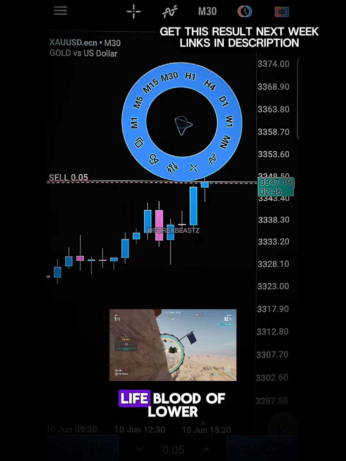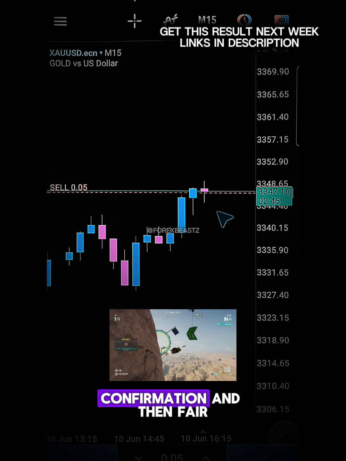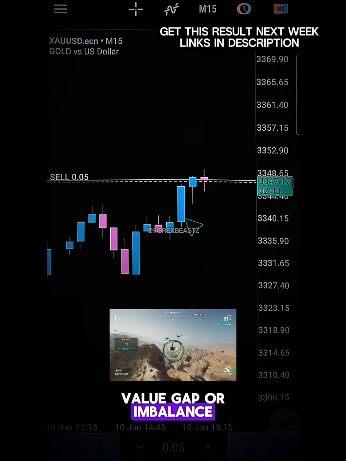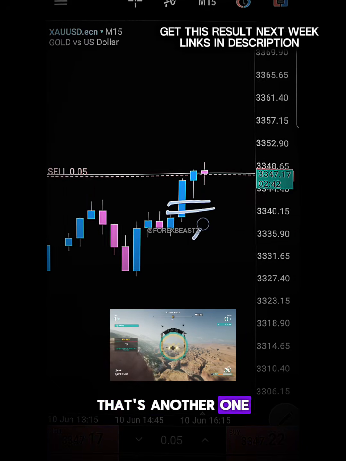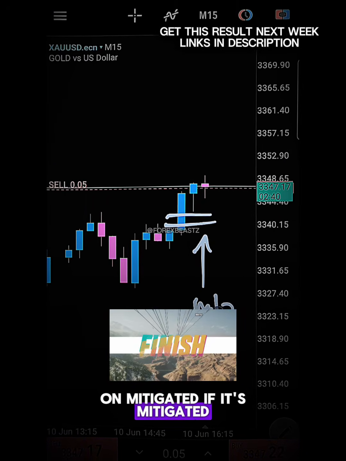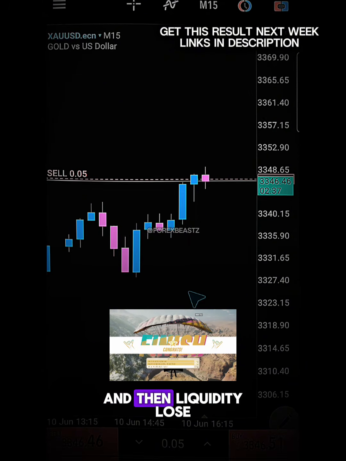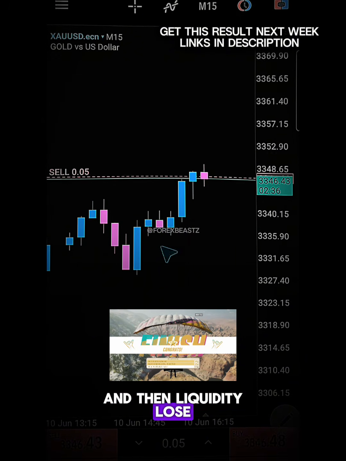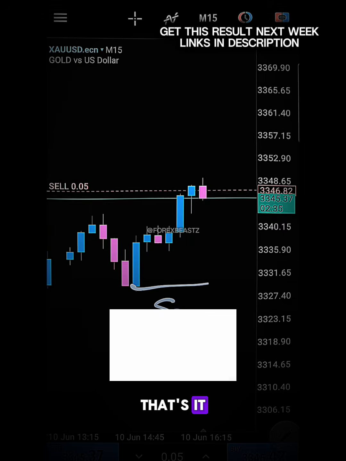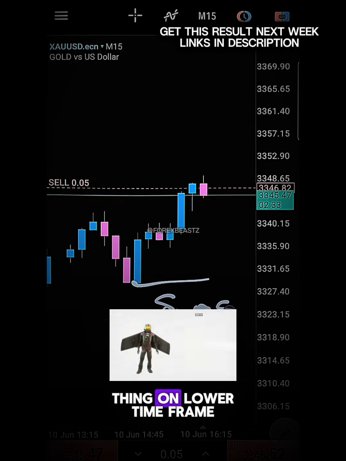And one thing you need to look for is liquidity. That is literally the lifeblood of lower time frame confirmation. And then fair value gap or imbalance, that's another one, and it has to be unmitigated. If it's mitigated, it does not work. And then liquidity lows, that's it.